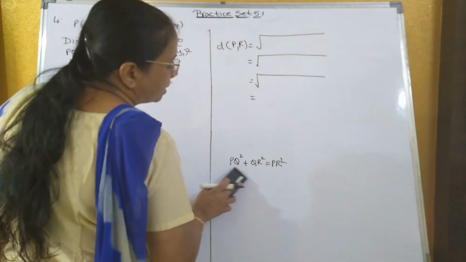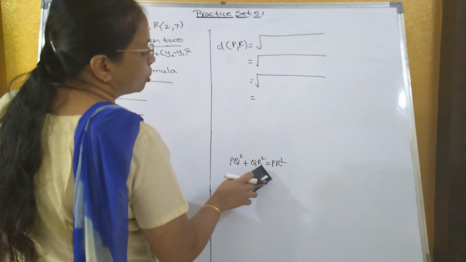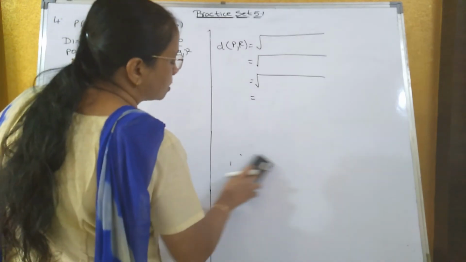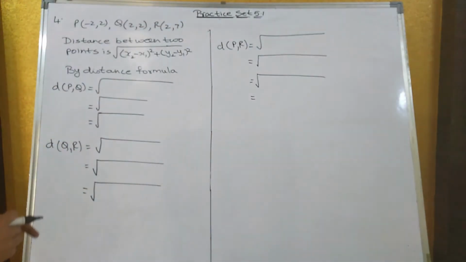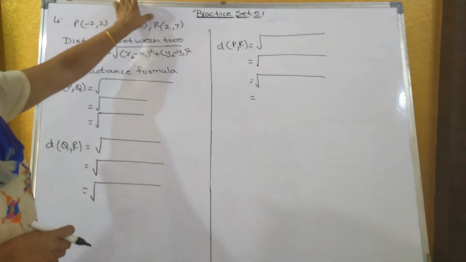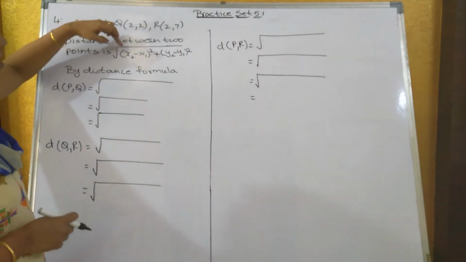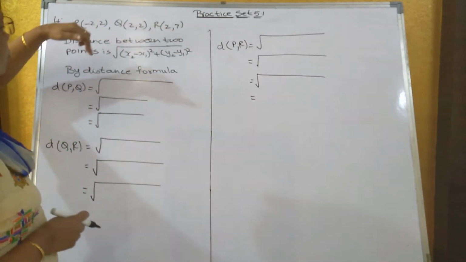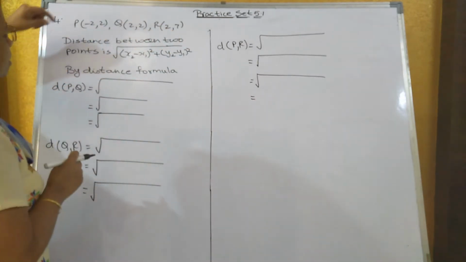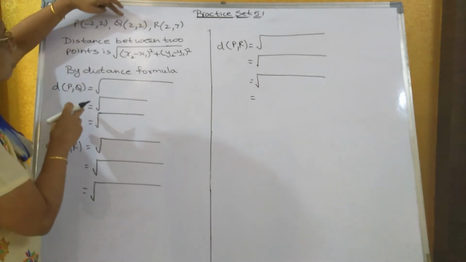It's not necessary that it has to be this way. It can be any two sides whose squares sum to the square of the third side. So we will find out the distances PQ, QR and PR. We know the distance between 2 points is given by the formula: x2 minus x1 the whole square plus y2 minus y1 the whole square. So by the distance formula, distance PQ is how much?